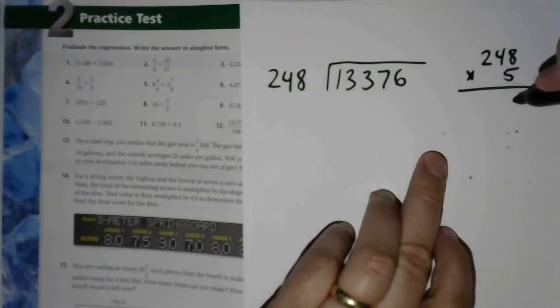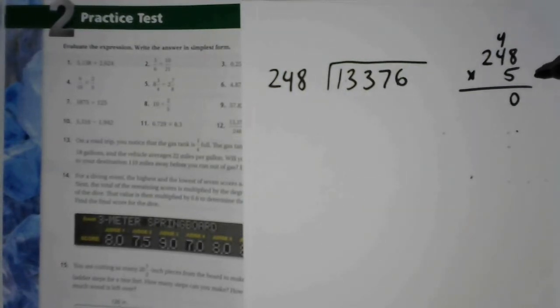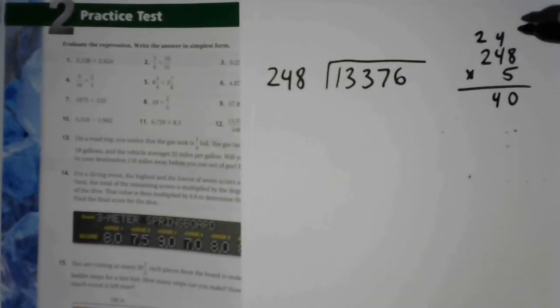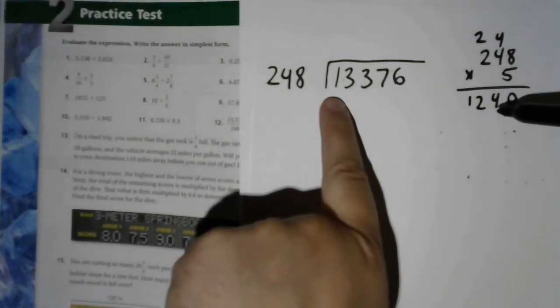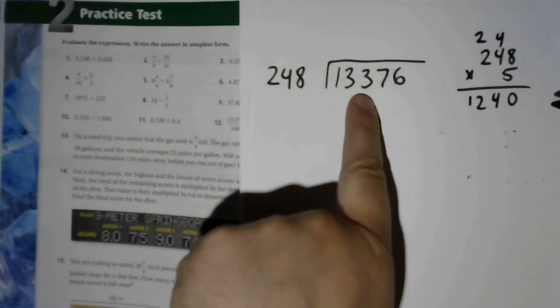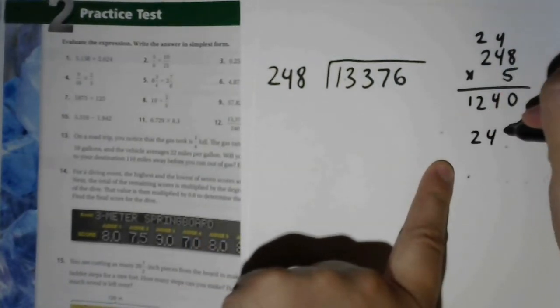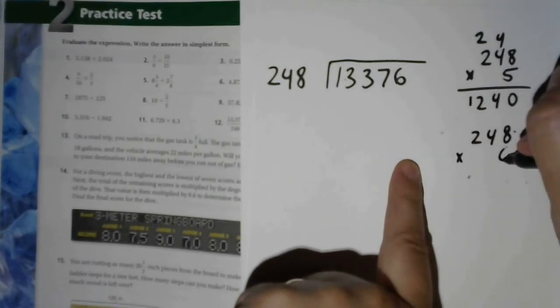8 times 5 is 40. 5 times 4 is 20, plus 4 is 24. 5 times 2 is 10, plus 2 is 12. So I get 1,240. It's pretty close. I wonder if I can go higher. Let's try it. Now remember, last time I did this, I just added on. I could also just multiply.